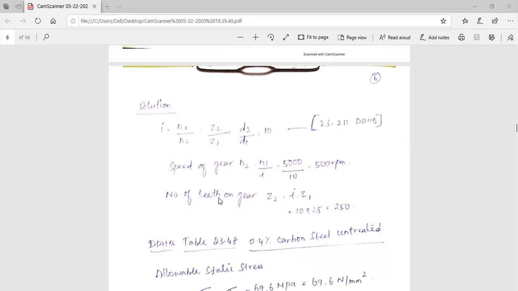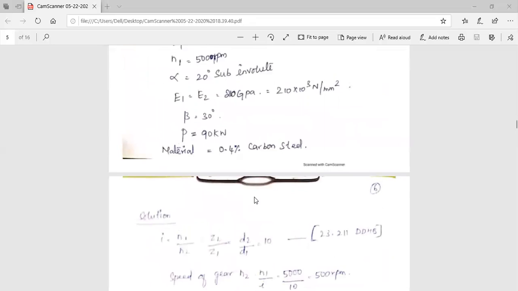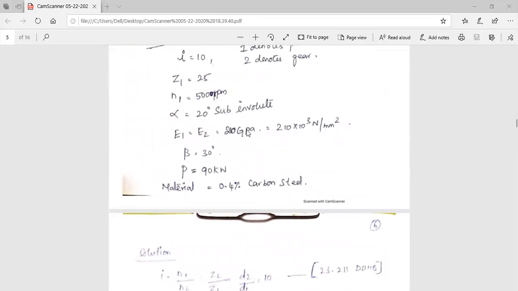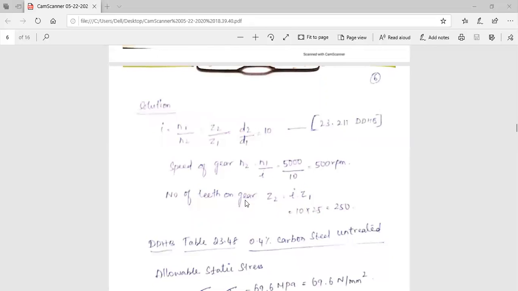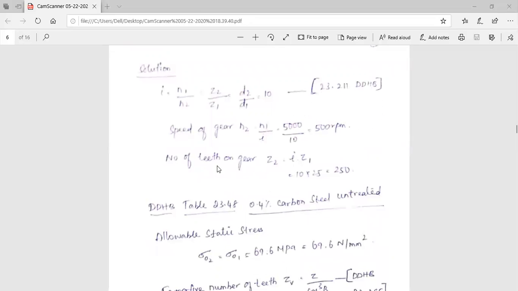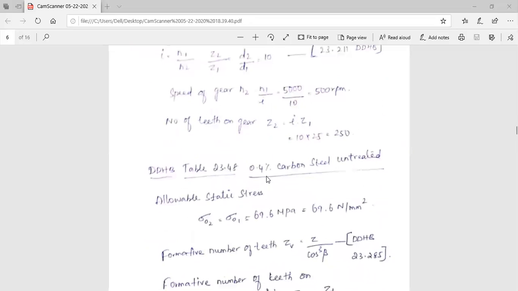Then next one, number of teeth on the gear. In the problem they gave Z1 is equal to 25. Already we know the transmission ratio. From the formula we find the number of teeth on the gear. Z2 by Z1 is equal to i, so Z2 is equal to i into Z1. So 10 into 25 is equal to 250 teeth. That is the number of teeth on the gear. Next, after that, we have to find out the material, which is given.